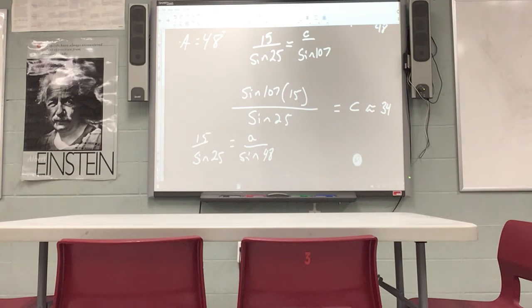I'm gonna write it a little bit different this time, because this is how this book writes it. I don't wanna confuse you. It says 15 times the sine of 48. They put the 15 first, over the sine of 25. Okay, so again, that just turns it into a calculator problem.